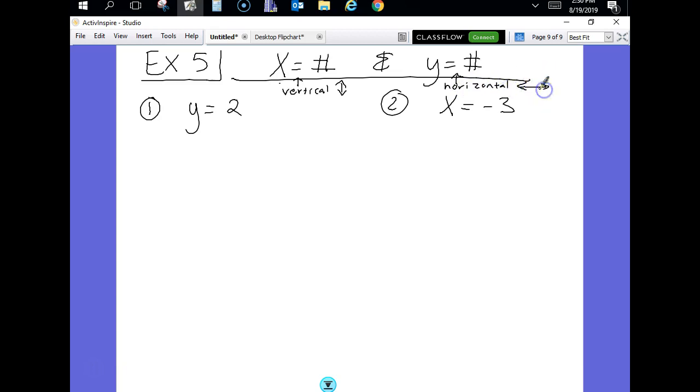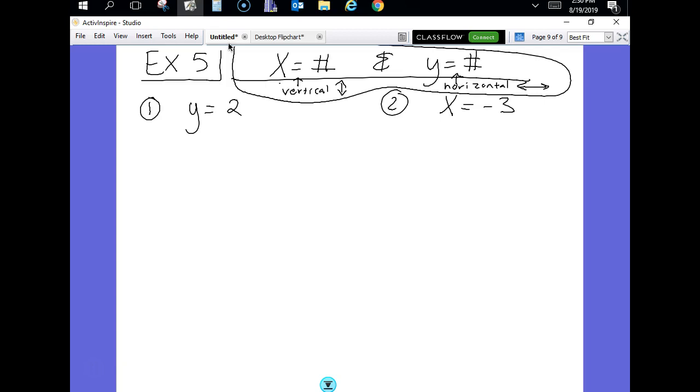Wait, so horizontal this whole time has gone up and down? No, vertical. But the y-axis is like this, and the x-axis is like this. You're right, and I'll explain. I know what Henry's talking about. He's confused. I understand that. So I'll try to explain it to you.